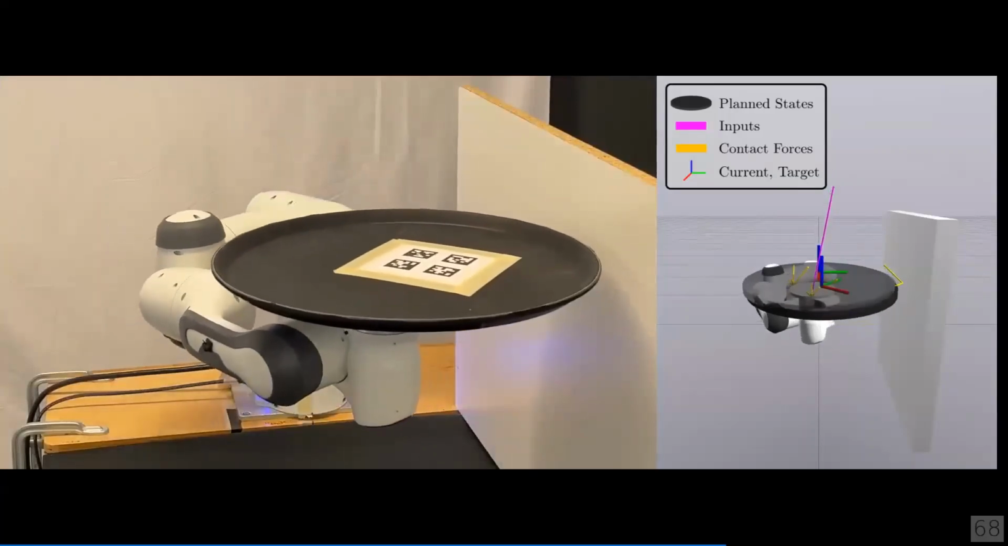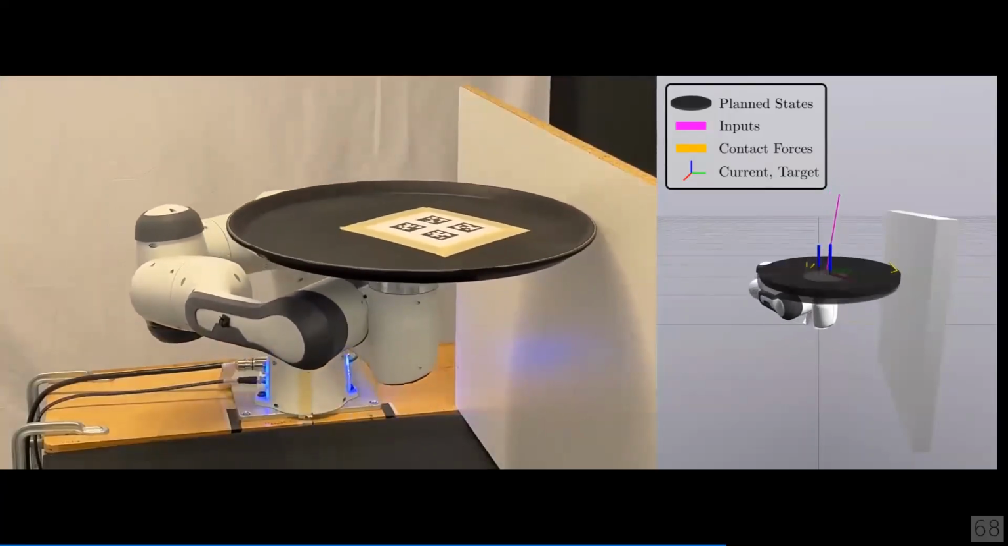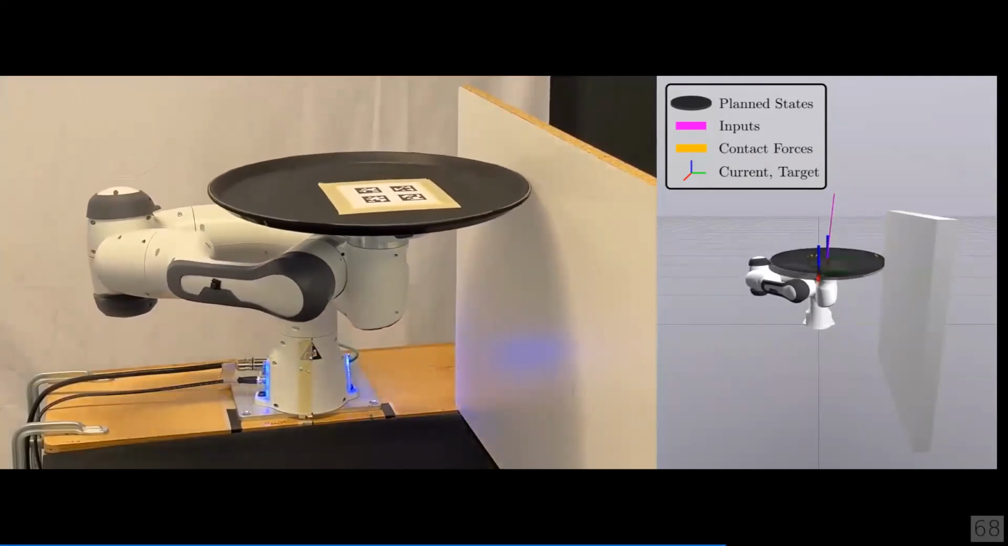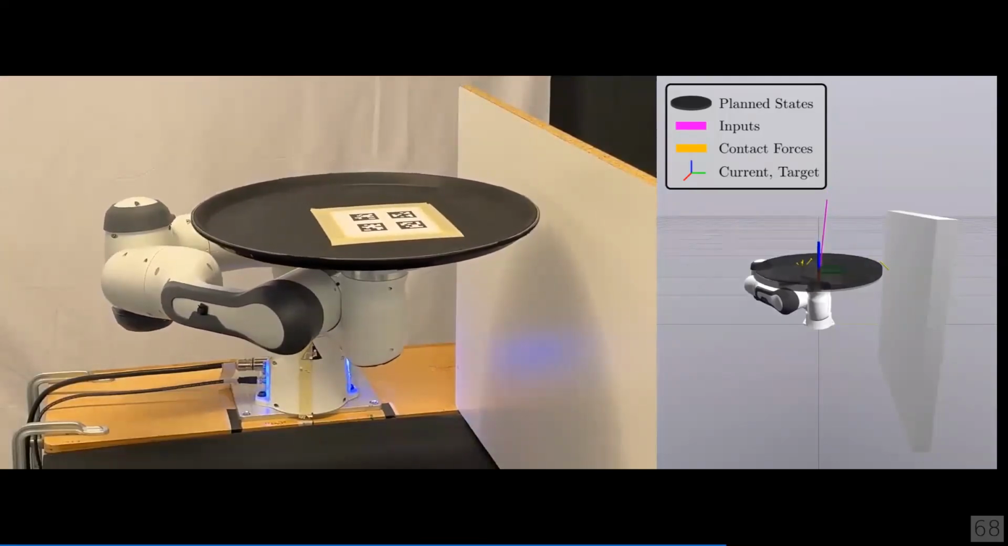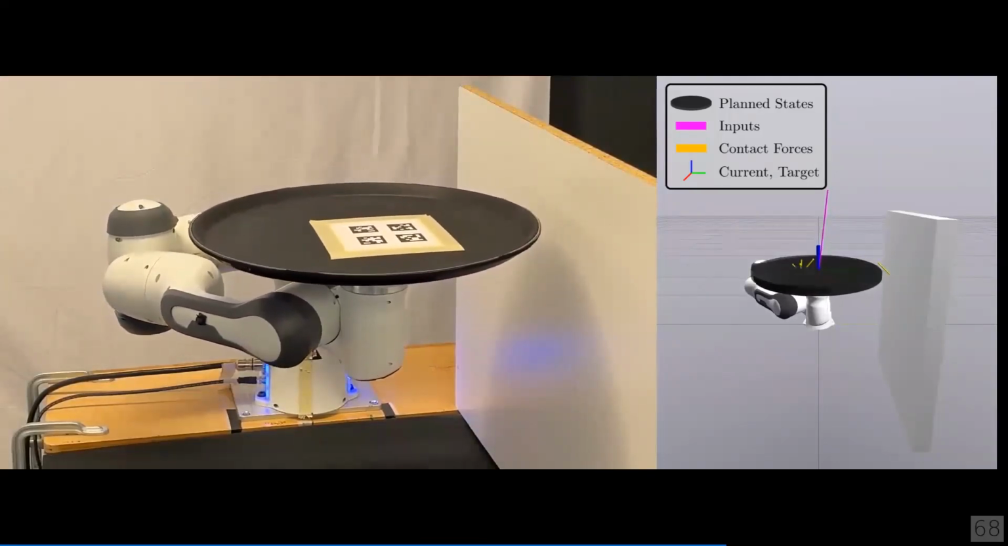Okay, this is the robot executing the task, and you can see it's leveraging forces with the wall in order to rotate the tray. You can see the MPC reasoning as well here.